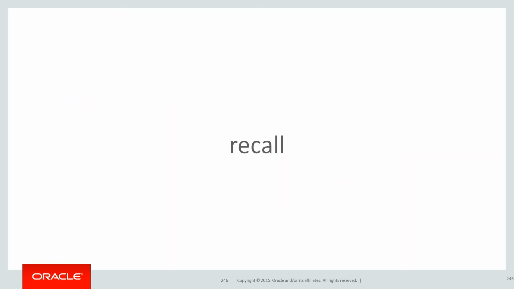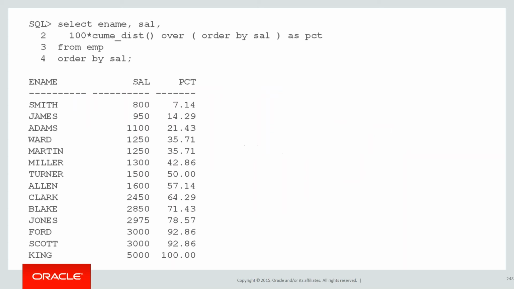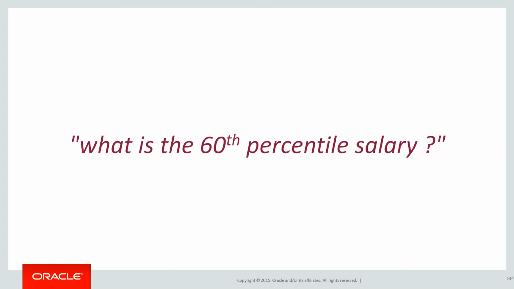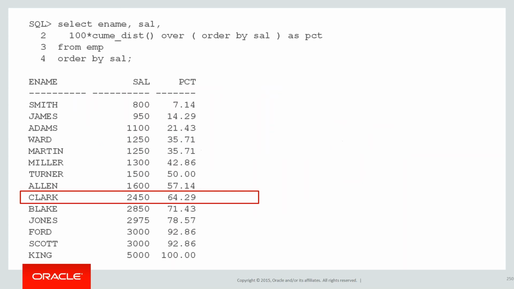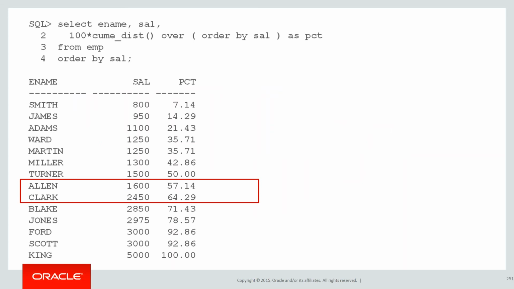There's inverse analytics. Remember we did cumulative distribution, which looked a bit like this, right? Someone might say, what is the 60th percentile salary? So what I'm saying is when I look at the cumulative distribution, we might say it's Clark because he's the first person over 60, or you might say it's the average of Alan and Clark because they sort of span the 60th percentile either side.